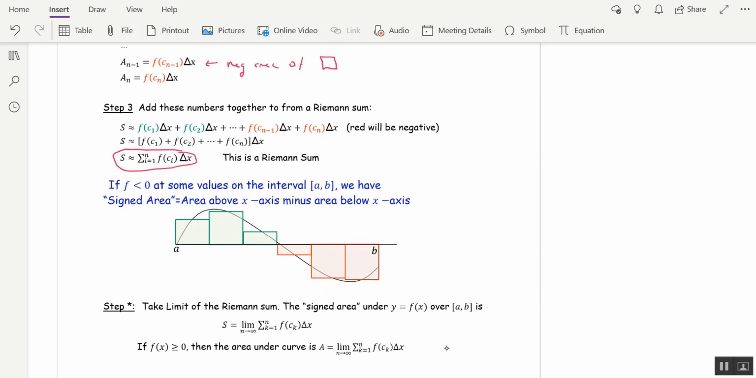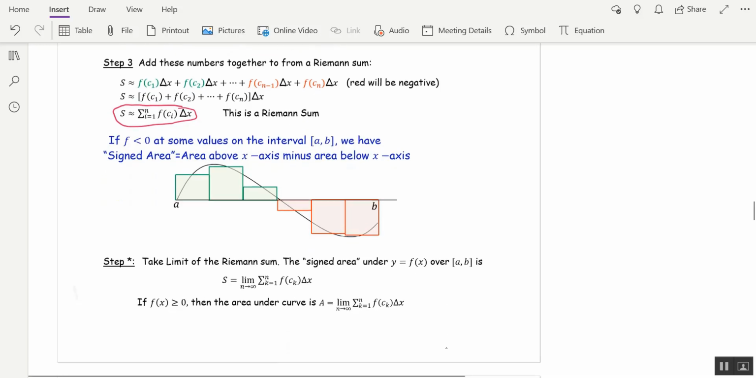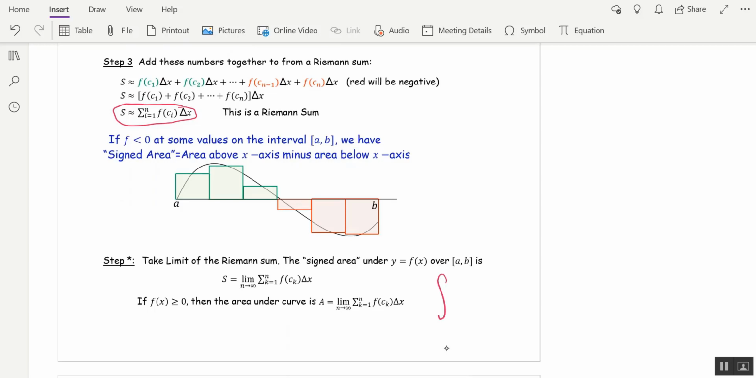The true area underneath this curve, counting green as positive, red as negative, is called the signed area. And in the next section, we'll see that we call that the integral from a to b of f of x dx. So we don't use the sigma notation anymore. When we take the limit as n goes to infinity, so we take infinitely many rectangles, we get what's called an integral.